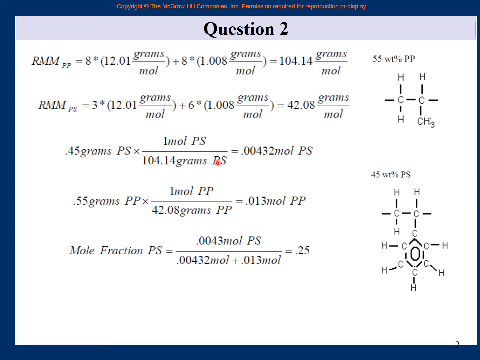You are calculating 0.00432 for one, and you are calculating 0.013 for the other, and therefore the mole fraction. Now you have found how many moles of this and how many moles of that. This was gram per mole, this is number of moles. So once you found the number of moles, this plus this is the total. This upon the total is for polystyrene, right? Similarly, this upon the total.